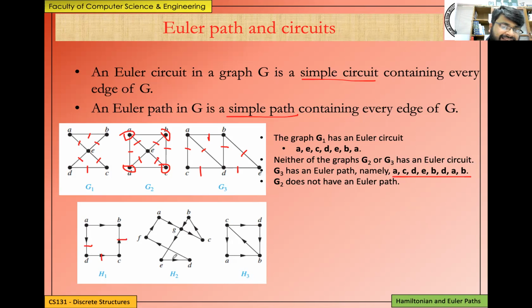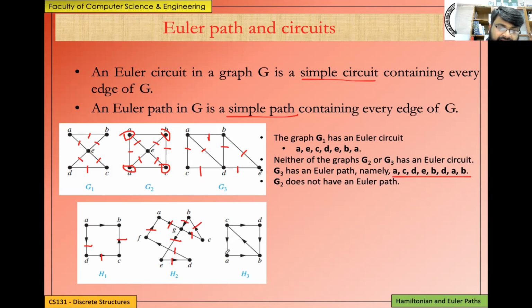On the other hand, let's take this example. Let's say that you start at E. So you take this path, this path, this path, this path, right? Then this one, then this one, then this one, and finally this one to reach back to E. So this does contain an Euler circuit and also an Euler path automatically.